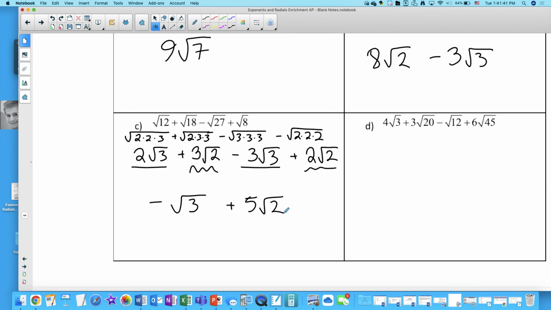Okay, 20 is 4 times 5, 2 times 2 times 5. So I can pull out 1, 2, and I'm left with a 5. So 3 times 2 root 5. Root 12 I actually already did over there. It's 2 root 3. Why don't we just put 6? You can. Yeah.